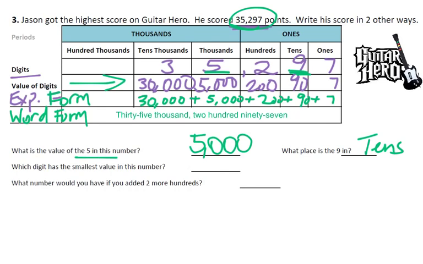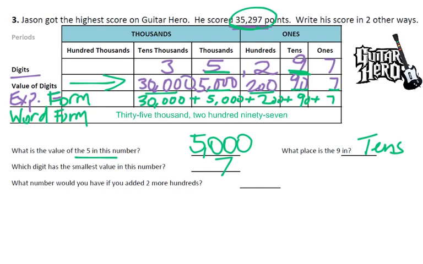Which digit has the smallest value in this number? Well, even looking at the values of the digits, I have 30,000, 5,297. If we were talking about dollars, which amount would I not want? Probably the $7. If I can get 30,000 instead of 7, I'm going for it. So 7 would be the smallest value.